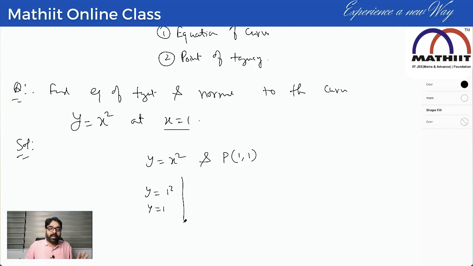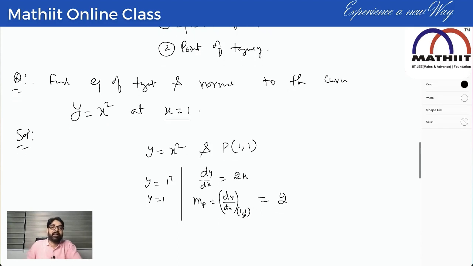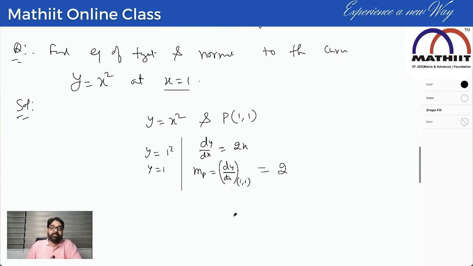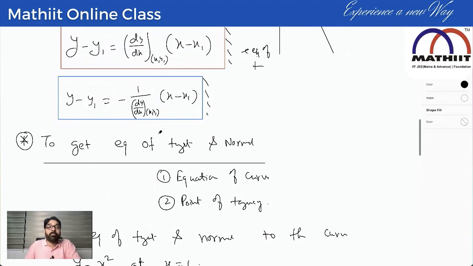Only these two jobs you have to do. It's a very, very simple job. Next step, find dy by dx. What is dy by dx? 2x. This is the general slope of this curve. We want the tangent here, so I will get the slope here. The slope at point P will be nothing but dy by dx at 1, 1. What is the value? Putting 1 here, the value will be 2. This is the slope of tangent. Be clear, dy by dx always gives you the slope of tangent only. Now, tangent equation: y minus y1, meaning 1. Remember, in this formula, x1, y1 must be the point of tangency.